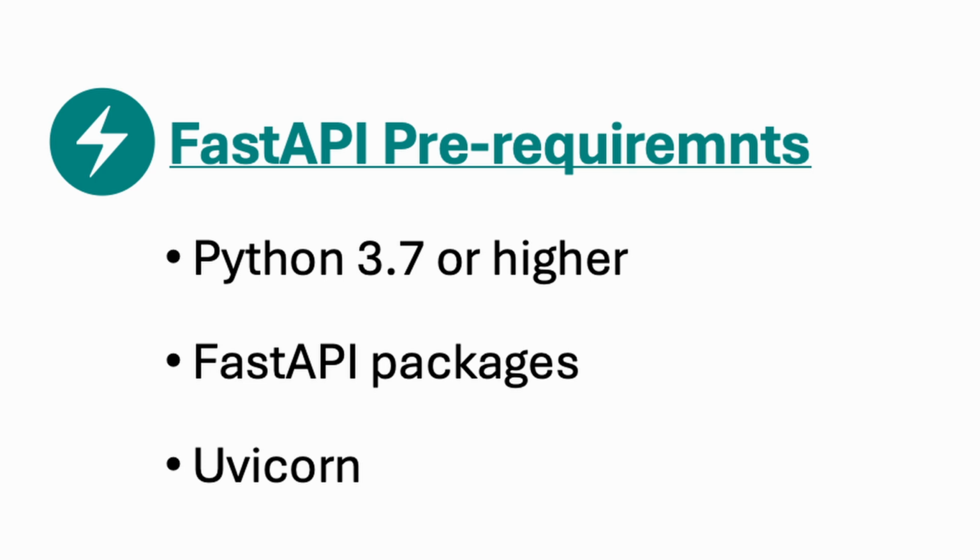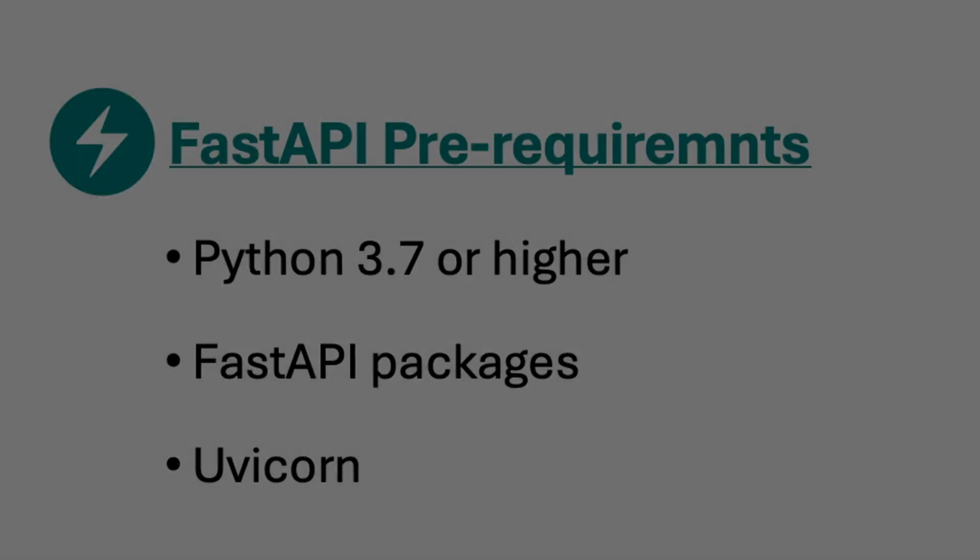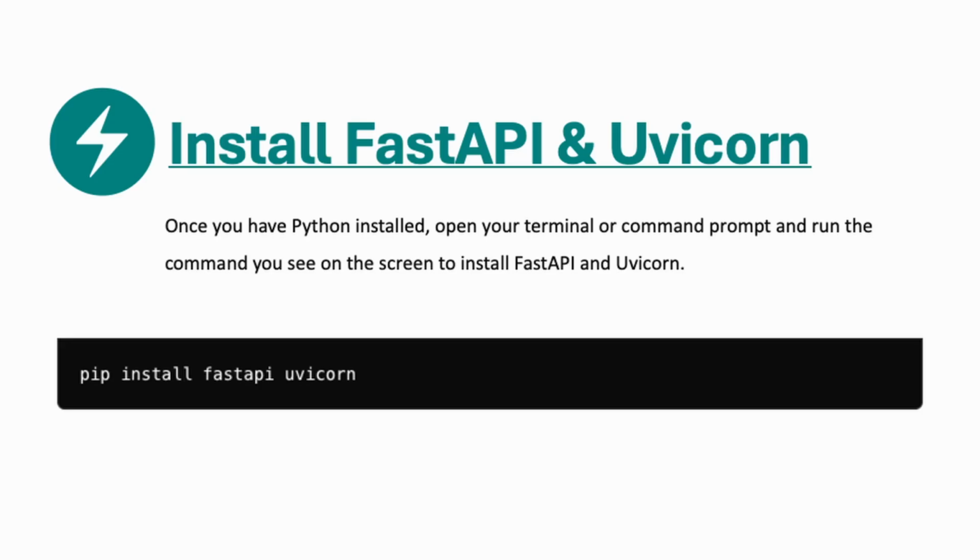Let's get started by setting up our development environment. For this course, you will need Python 3.7 or higher. If you don't have it installed, you can download it from python.org. We will also need to install FastAPI and Uvicorn, which is a lightning fast ASGI server implementation. Once you have Python installed, open your terminal or command prompt and run the command you see on the screen to install FastAPI and Uvicorn.